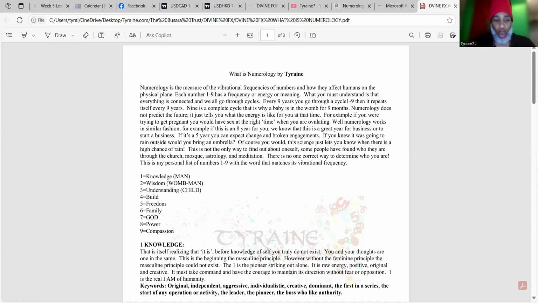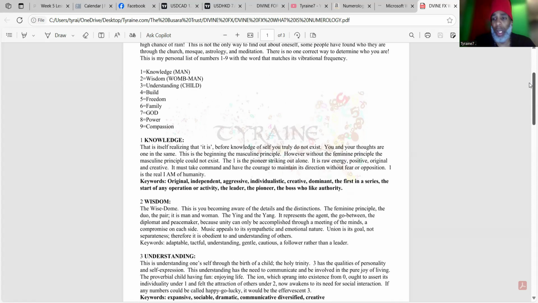So now I want to go through my numbers 1 through 9, and I call this divine math or the divine numbers. And I personally believe that numbers are not only a form of communication, but the way that the Creator speaks to us. And so the way I like to label the numbers is: 1 represents man, and also knowledge. 2 represents woman, also wisdom. And 3 represents child, also understanding. Number 4 is build. Number 5 is freedom. Number 6 is family. Number 7 is God. Number 8 is power. And number 9 is compassion.